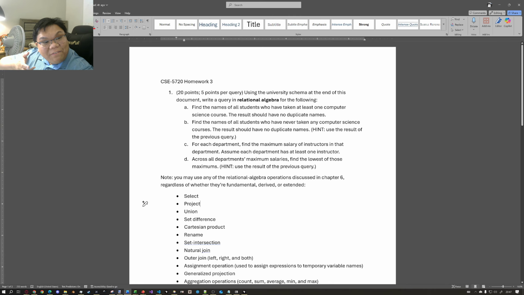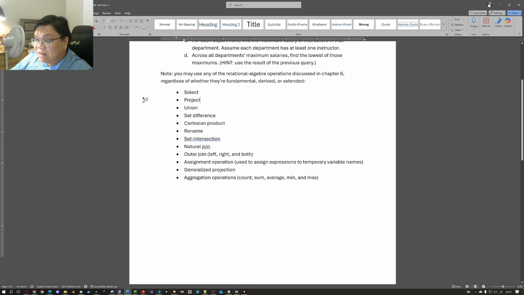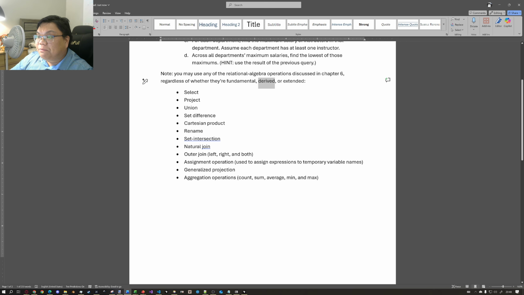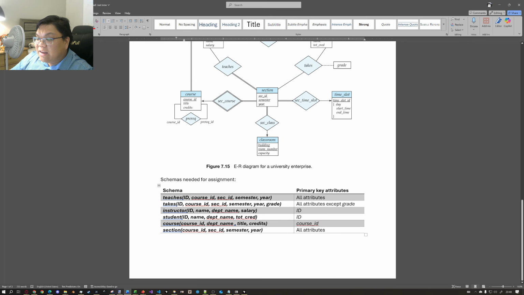So, if you recall, these are basically the first 4 queries from the last homework assignment. The only difference here is that you're not going to write the queries using SQL, rather you're going to write them in relational algebra. You are welcome to use any and all operations that we discussed in Chapter 6, regardless of whether they're a fundamental operation or a derived operation or an extended operation. Once again, here are all the schemas that you need to answer all those questions.